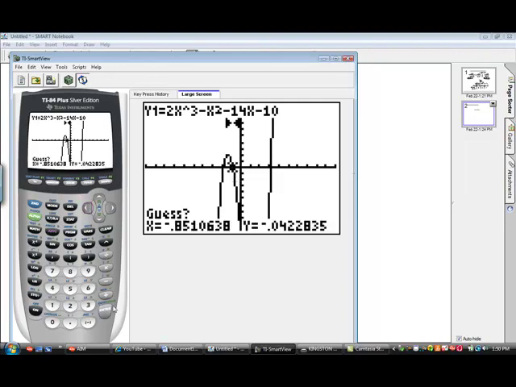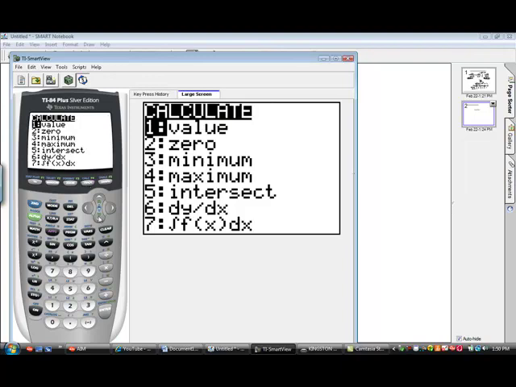Now it wants us to guess, so we're going to hit enter. The second zero is roughly negative 0.86 if we were rounding. So we found two of our zeros. Now we're going to find the third one, so we're going to hit second trace. We're going to go down to 0.